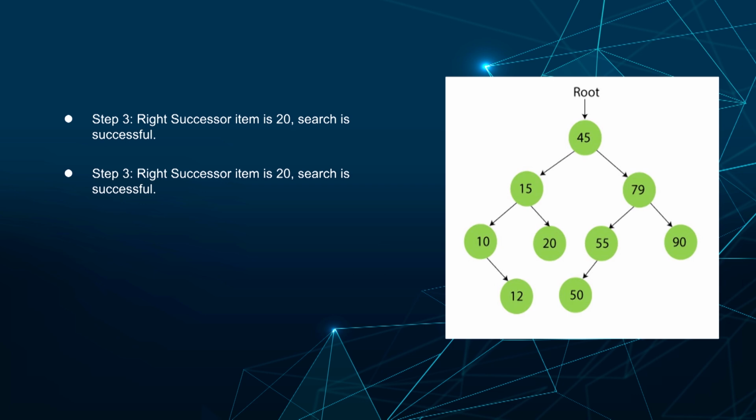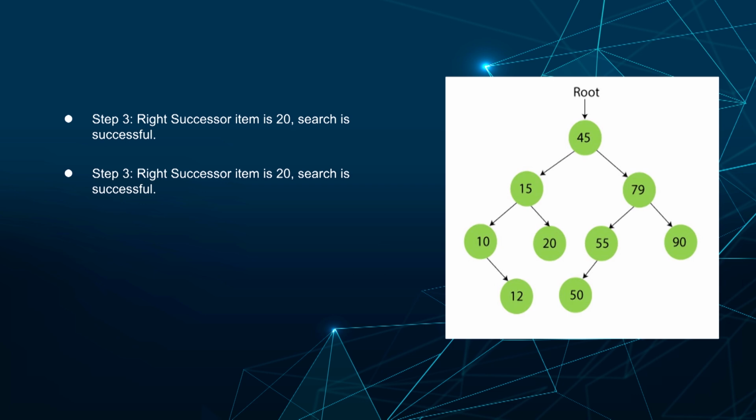Suppose now we search 50, the next searching item is 50. Again we compare with the root item 45. 50 is greater than 45. So, we go for the right subtree of 45, we can't go for the left subtree. Here the right successor of 45 is 79, our item is 50, 50 is less than 79. So, we go for the left subtree, not the right subtree.